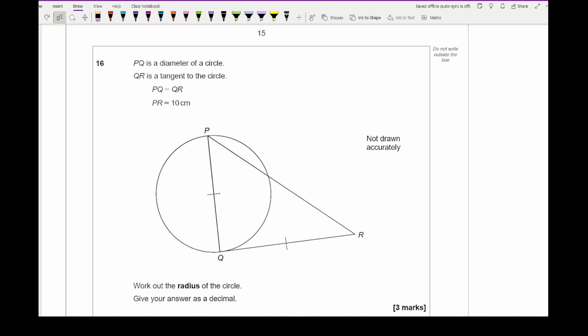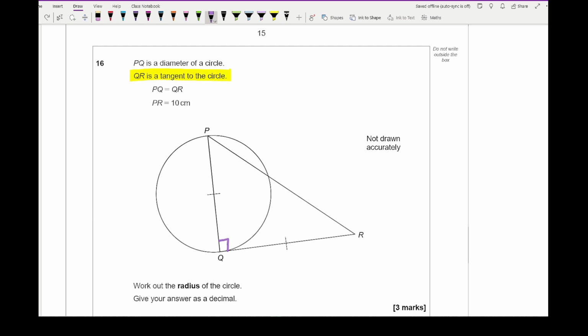And the question is asking us to work out the radius of the circle, giving our answer as a decimal. So from this, hopefully you can spot that we've got angles, we've got circles, so it's therefore going to be using circle theorems. Now, one of the circle theorems is that the radius of a circle meets the tangent at a 90-degree angle, in which we know it's the tangent because it tells us in the question. So that means that this angle here is 90 degrees.